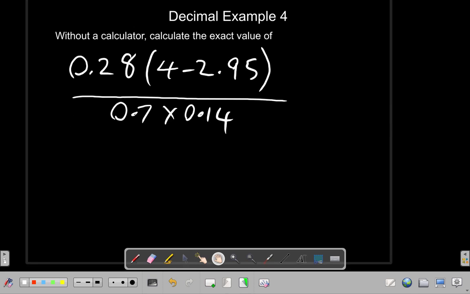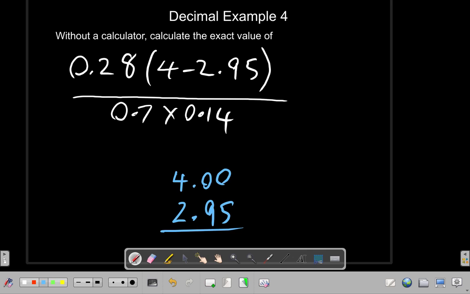Now let's look at it. We have a bracket here. Let's do this subtraction. Let's do what is in the bracket first. We're going to have the subtraction here, 4 minus 2.95. Let's fill in the space here, 4.00.